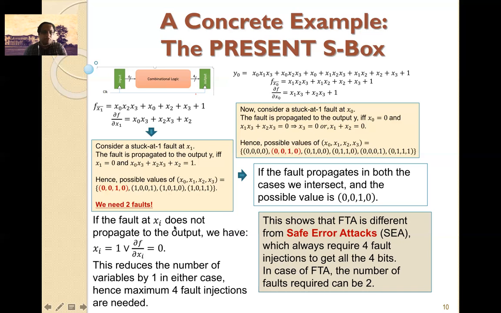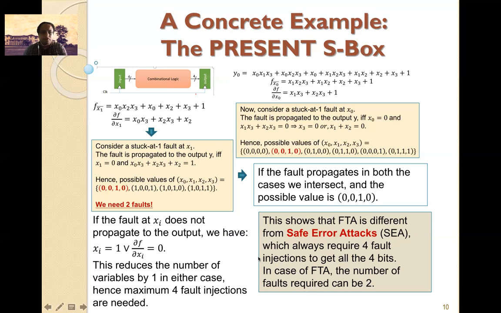I would also like to mention that if the fault at xi doesn't propagate to the output, then you will have a disjunction, because that would be the complement of the condition. So the condition in that case would be xi equal to 1 or del f of del xi equal to 0. Again, the number of variables will reduce by 1, and therefore in the worst case, you will still require a maximum of 4 fault injections. So in the best case, we probably require around 2 fault injections, but in the worst case, we will require 4 fault injections.